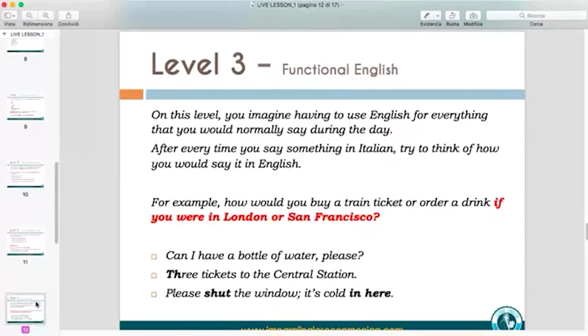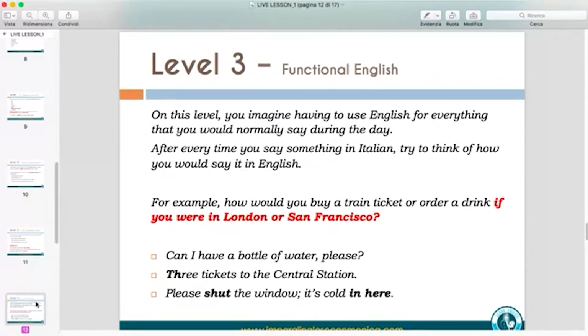Let's go to level number 3. So practice your functional English. We have seen that first, what we can do is to start translating single objects, single words that are part of our daily actions. Then level number 2 is trying to create very, very simple sentences, combining the actions that we are doing with the words that we know.